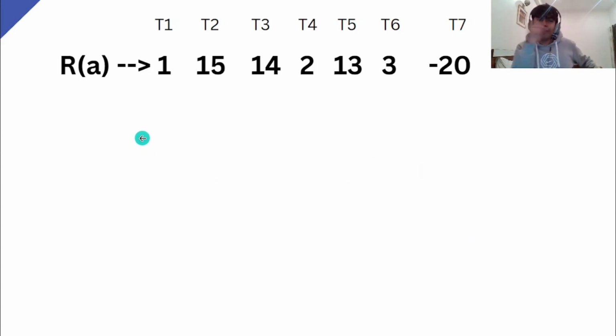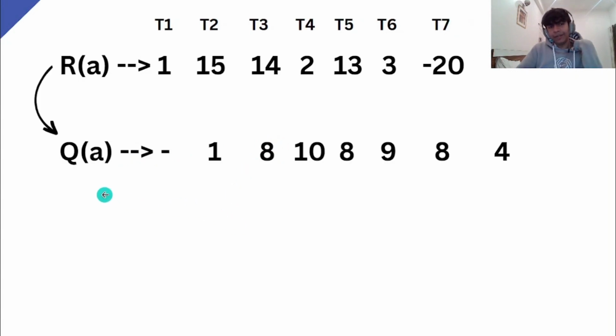So for the reward function, let's say there is an action A, and the reward at every time step when it was visited is given like this. When it was visited at time step 1, the reward was 1, at time step 2, 15, and at time step 7, minus 20. So I want you to pause the video and create the action value estimate function for action A at different time steps.